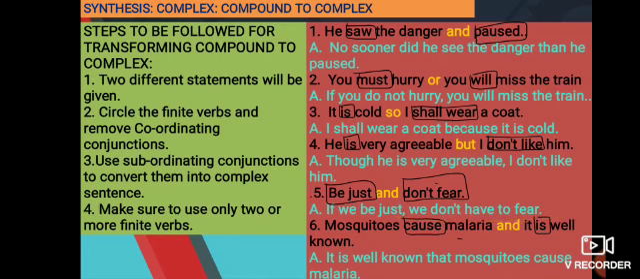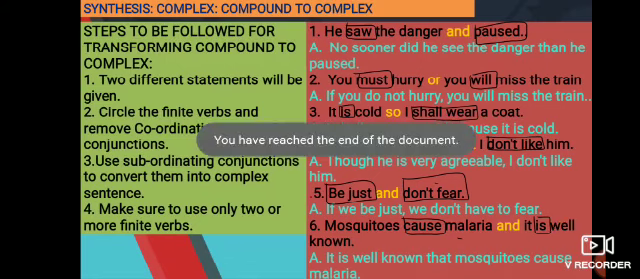Number 6, mosquitoes cause malaria and it is well known. So cause is the first finite verb and is is the second finite verb joined with the conjunction and. Okay. Now again it is just a simple joining that everybody knows, what? That mosquitoes cause malaria. So you can use a noun clause. Everybody knows what, or what is well known, that mosquitoes cause malaria. So you can use: it is well known that mosquitoes cause malaria. So is is the first finite verb, cause is the second finite verb joined with the conjunction that, a noun clause. So there is a complex statement.